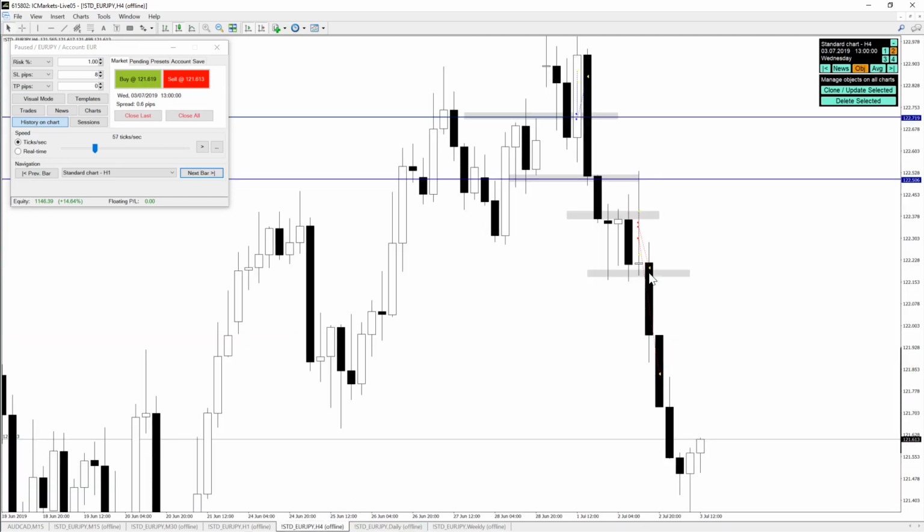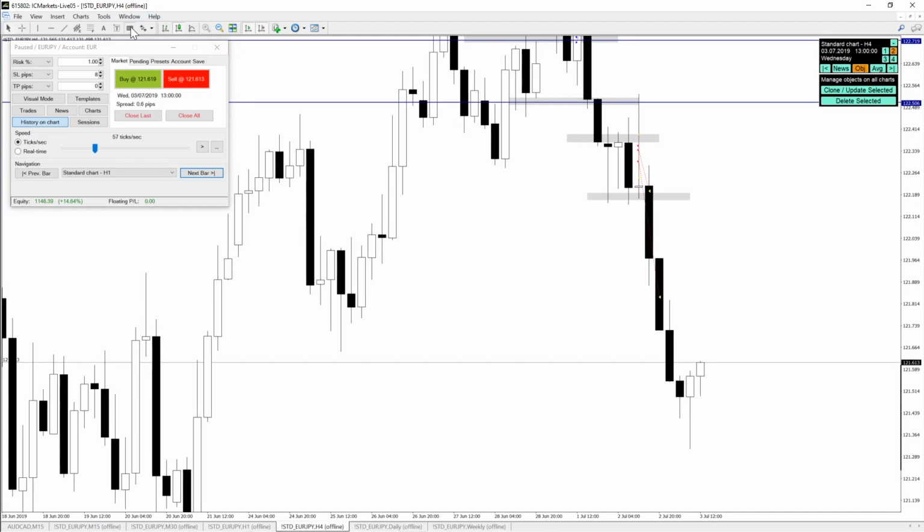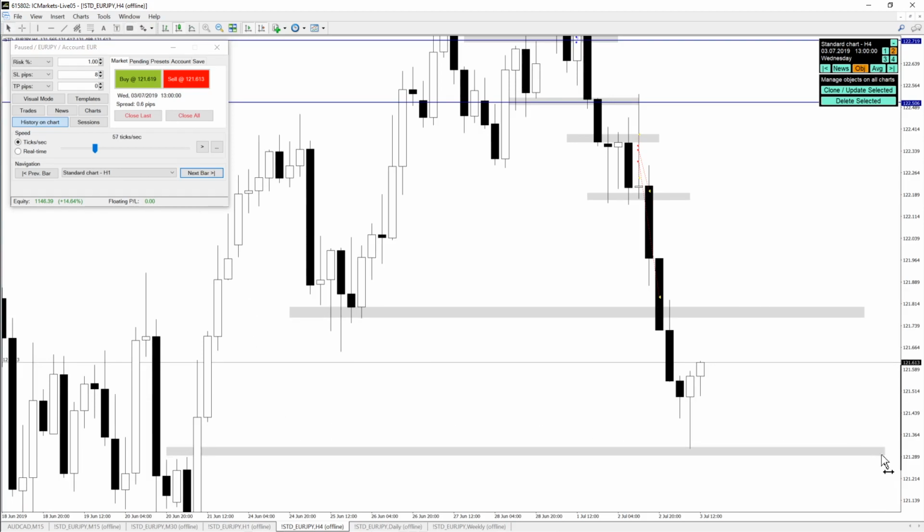Let's take a look on the 4 hour. 4 hour had this support right here on the left hand side, and it seems like it's rejecting some area to the left to do some sort of a retest to continue moving down. I think that's something we can look out for.